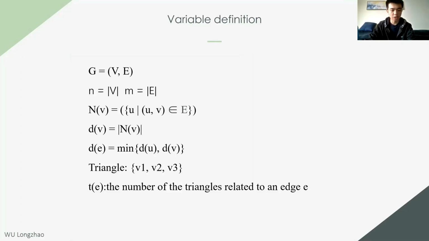For each edge, the degree of E is defined as the minimum degree of its two vertices. For each triangle in the graph, we define it as v1, v2, v3 using the lexicographic ordering and each degree descending ordering. And t(E) stands for the number of triangles related to an edge E.